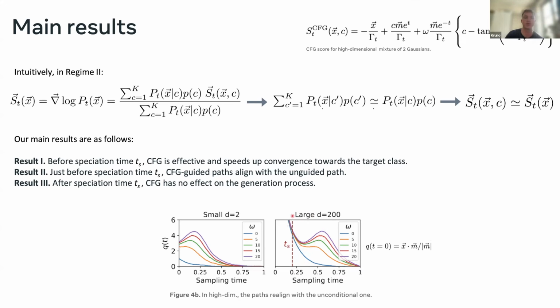And after speciation time, classifier-free guidance is not going to have any effect, so we might as well just turn it off. But this is, of course, for theory and for sufficiently large dimension. But I can go into later what happens in practice. But yeah, do you have a question?